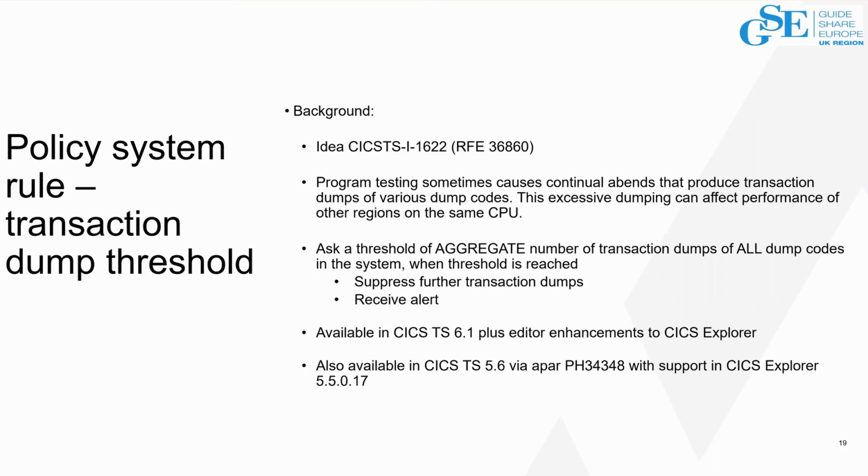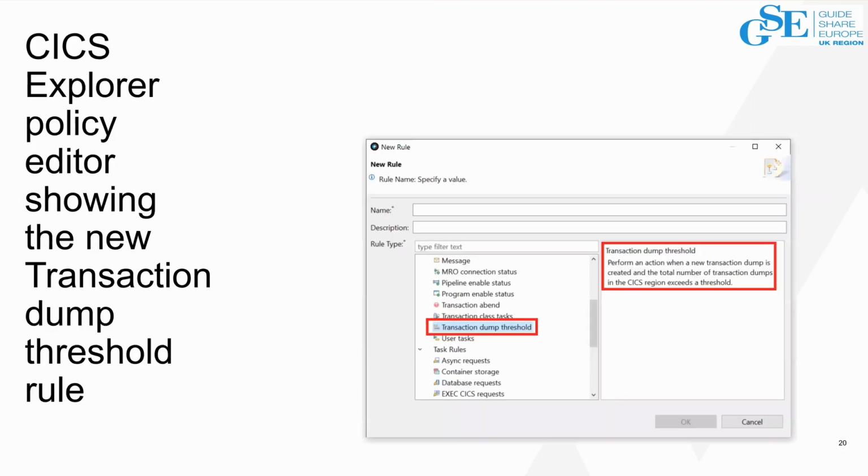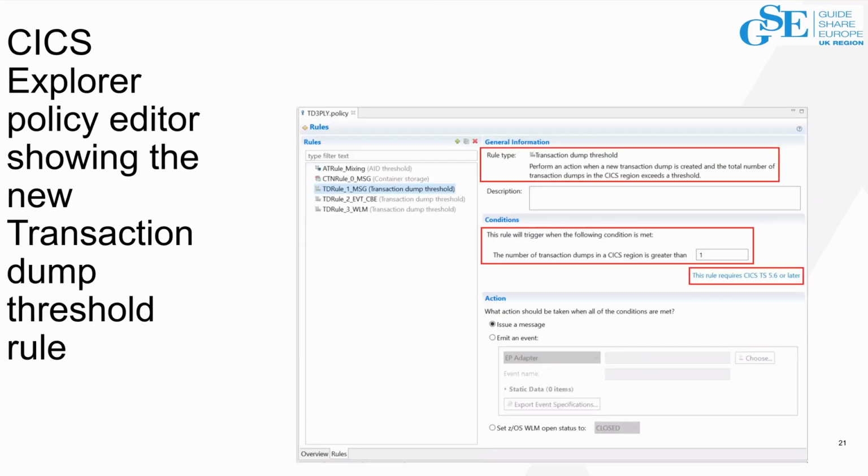So they will be able to set a policy. We backported this to 5.6 via the API you can see there, and Explorer 5517 or higher. And so you can set a threshold for the total number of transaction dumps. I think what this particular customer would do was choose an action to drive an adapter, which is effectively a piece of command level code you can write, and they'll probably go off and turn off all the dump codes for that particular region. So that gives them a way of doing that.